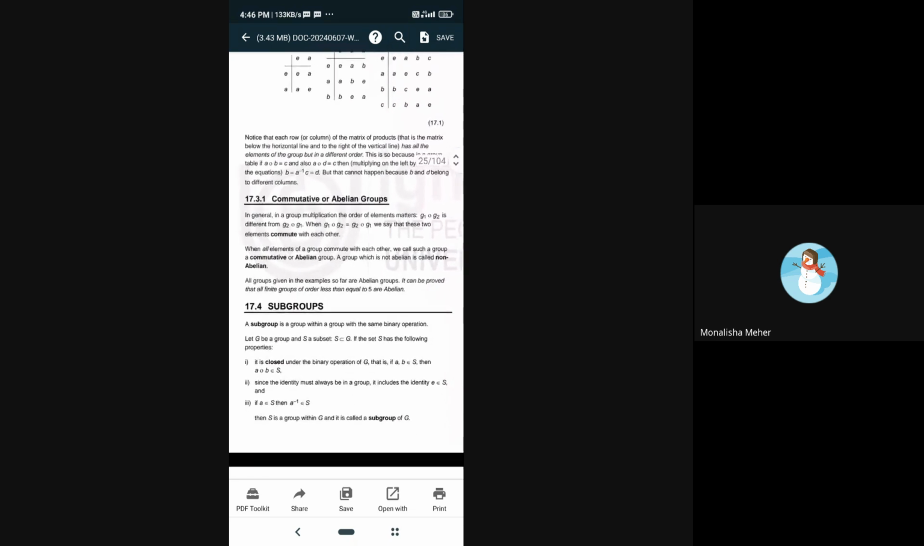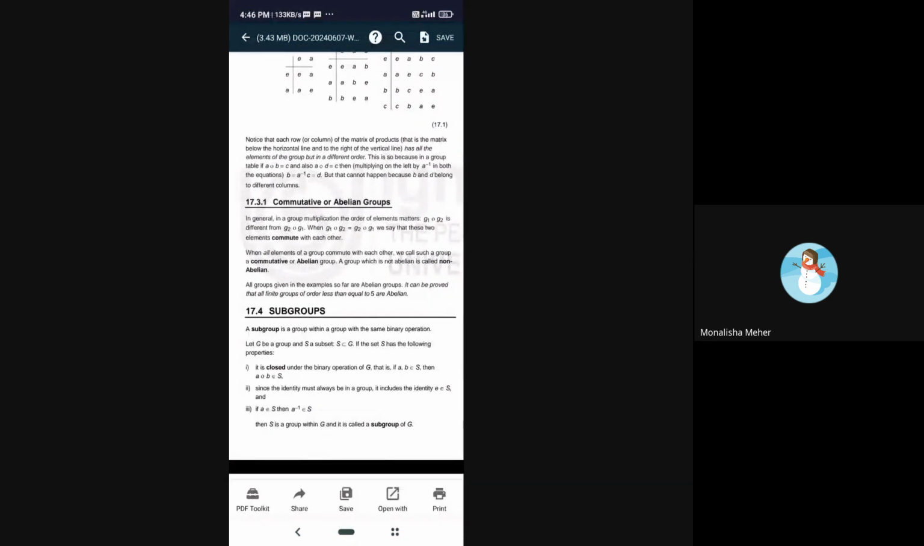Then your commutative or abelian groups. In general, in a group multiplication, the order of elements matters. So here come the commutative or abelian groups. A group which is not abelian is called a non-abelian group. All groups given in the examples I am discussing here are abelian groups. It can be proved that all finite groups of order less than or equal to 5 are abelian. Then your subgroups. A subgroup is a group within a group with the same binary operation. Let capital G be a group and S a subset. Then S is a subset of capital G.